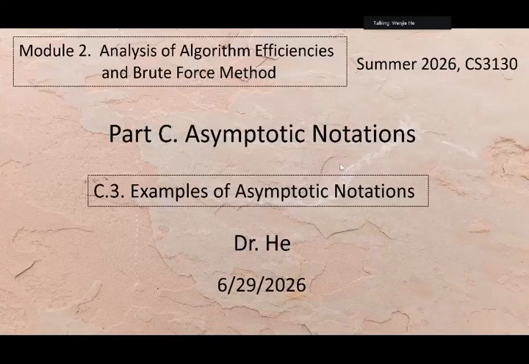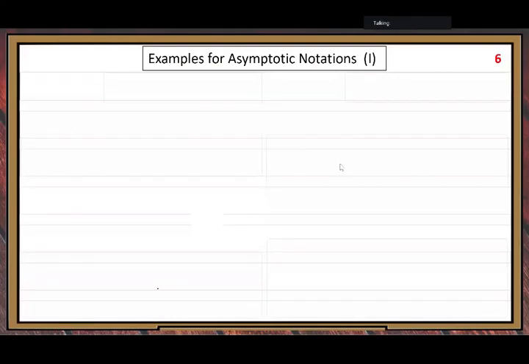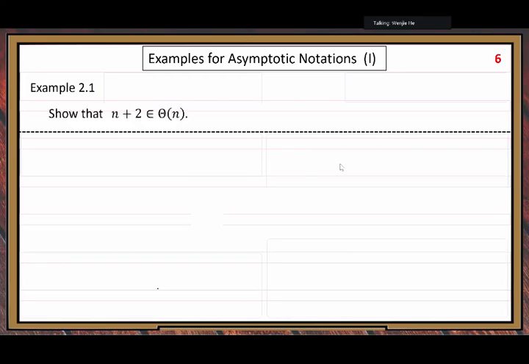Next, I want to do some examples for asymptotic notations. First, we look at understanding. First example, very simple. We want to show that n plus 2 belongs to big theta of n. For this simple example, there are 2 ways we can do it.